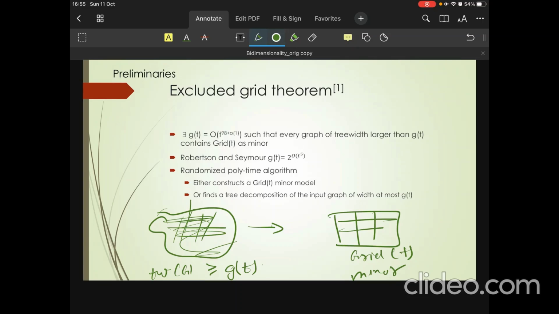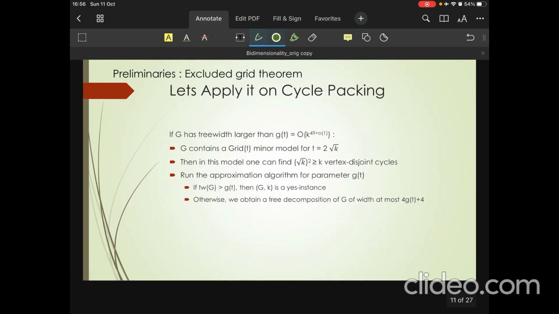So what is g(t)? The best result till now is order t to the power 98 plus order 1. This problem started with the study by Robertson and Seymour, and at that point they gave a loose bound, but further studies gave order t to the power 98. The results also include a randomized polynomial time algorithm which either constructs a grid T or constructs a tree decomposition of tree width less than or equal to g(t). Fine. So we'll take all these as black boxes.